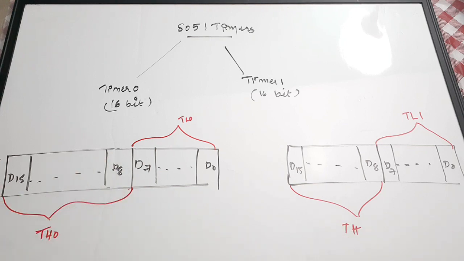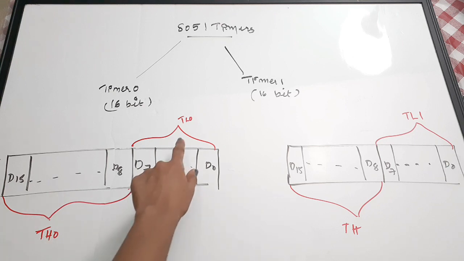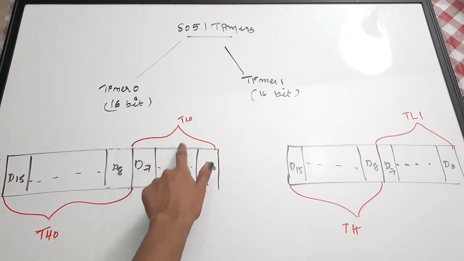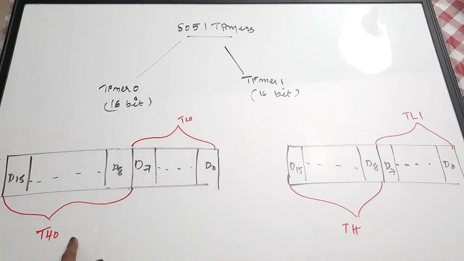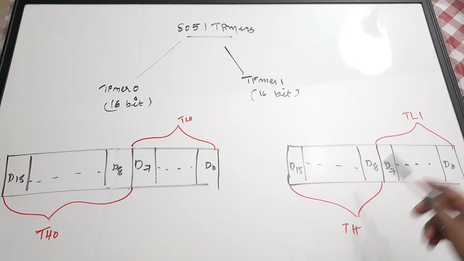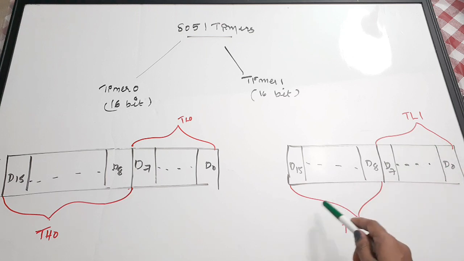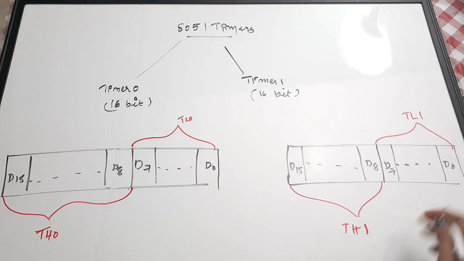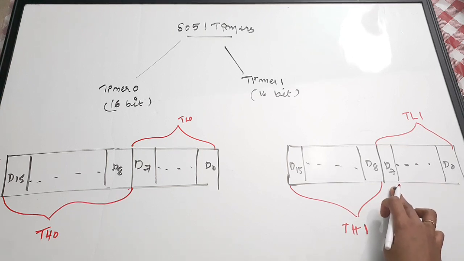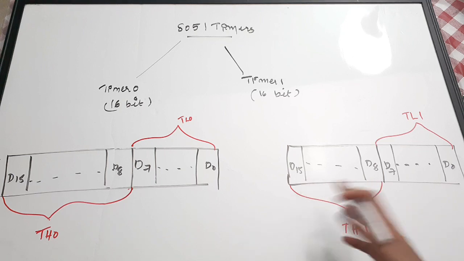In order to start the timers programmatically, we load some value to TL0 and TH0. TL0 means timer 0 low byte. This is timer 0 high byte. H represents high, 0 represents timer 0. Similarly for timer 1, TL1 is there, that is timer 1 low byte, and timer 1 high byte. I forgot to write here, this is TH1. D0 to D7 is TL1, that is the lower byte, and D8 to D15 is the higher byte. So you can access the bytes separately.